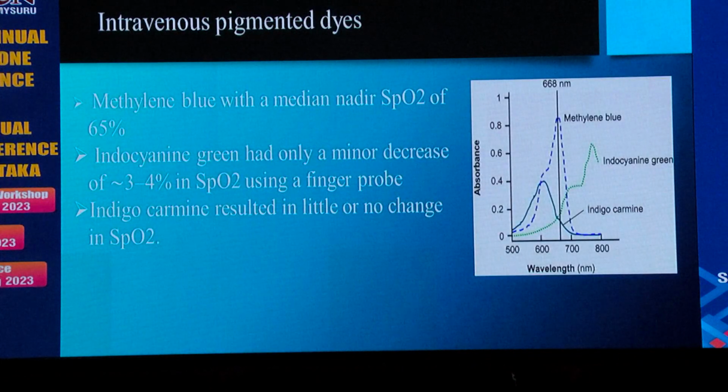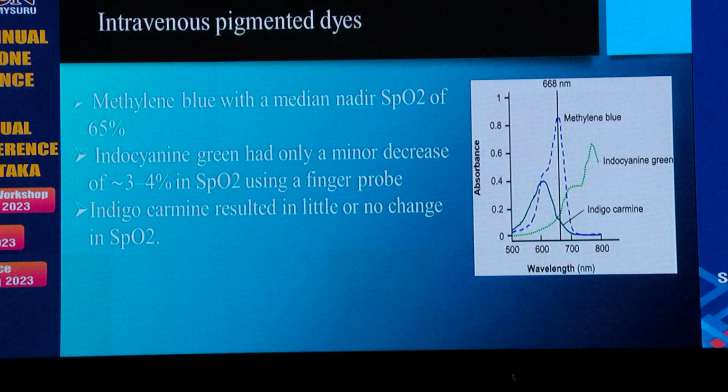Coming to intravenous pigments, I've used methylene blue during COVID and in severe septic shock. What happens, I have seen, is that SpO2 suddenly drops to 60, 65. The maximum it goes down to is 65, because of the absorption of red light at almost 668 nm by methylene blue. That's why the SpO2 will go low.